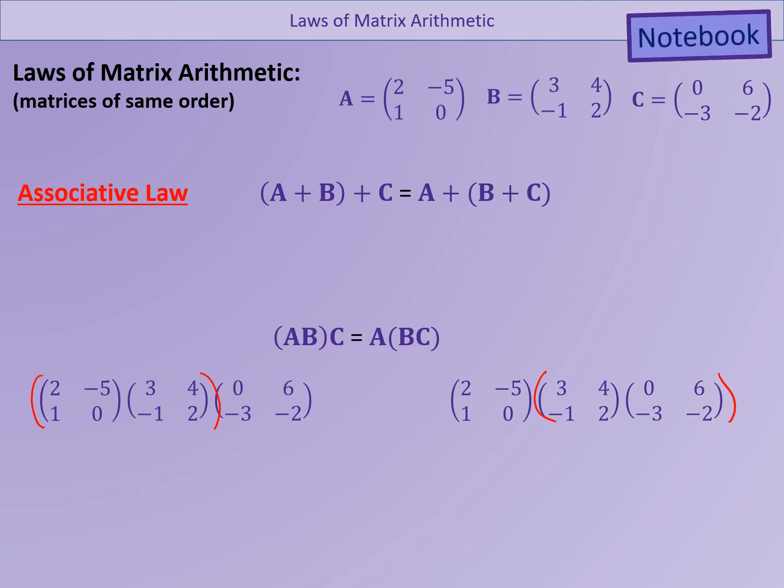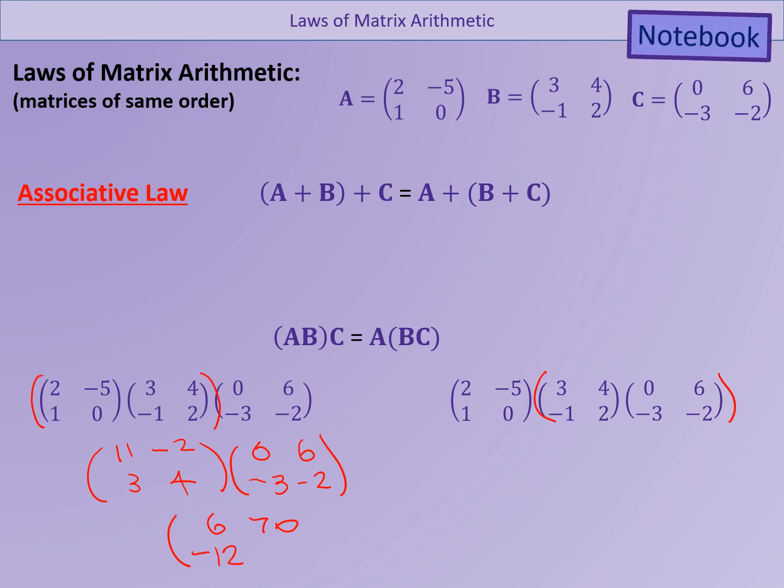Okay, let's take a look. So the first two matrices here will give us 11, minus 2, 3 and 4. Then we multiplied by that second matrix, and this when multiplied together gives us 6, 70, minus 12 and 10.